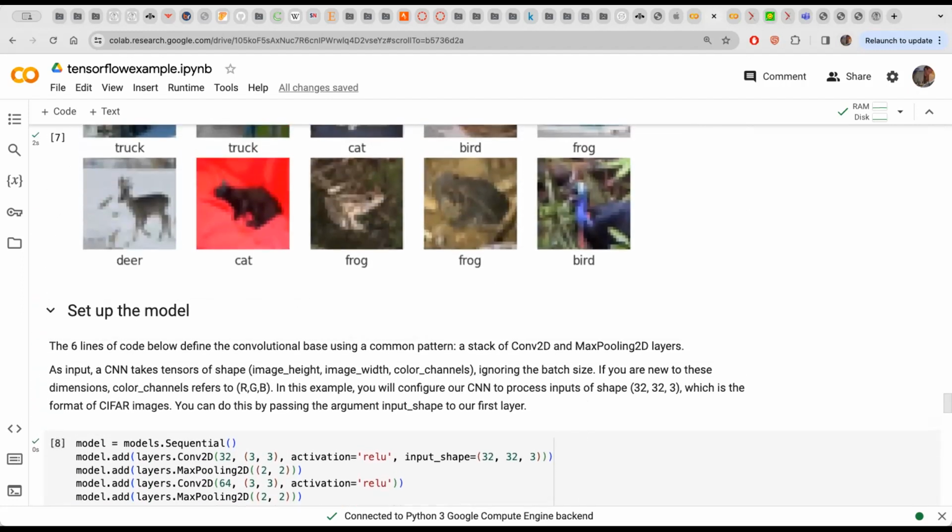We have a code example, but I see that time is running out. So maybe we stop 5 minutes ahead of time. So I'm giving back 5 minutes to you guys, but I may take them back later.